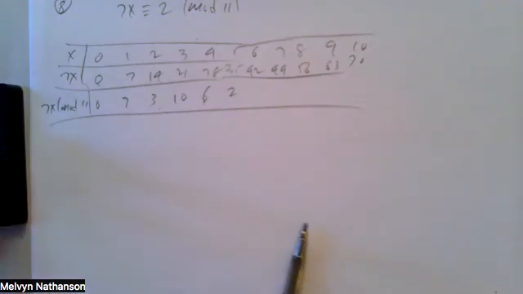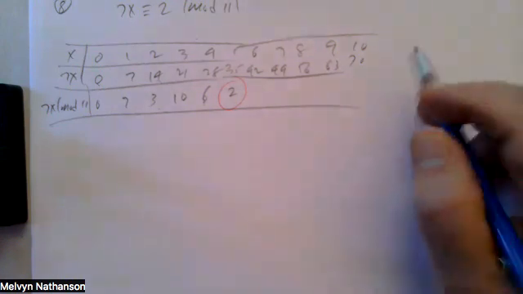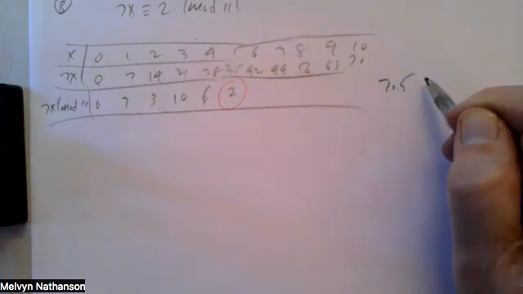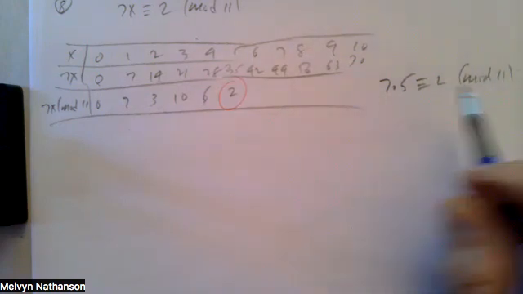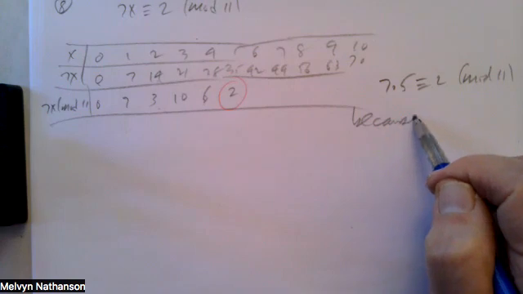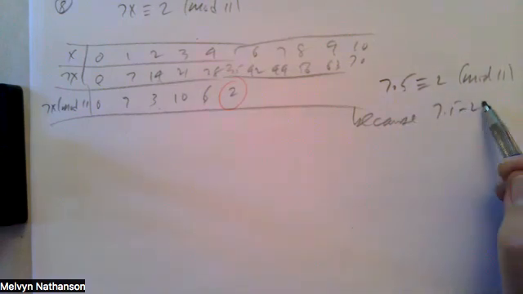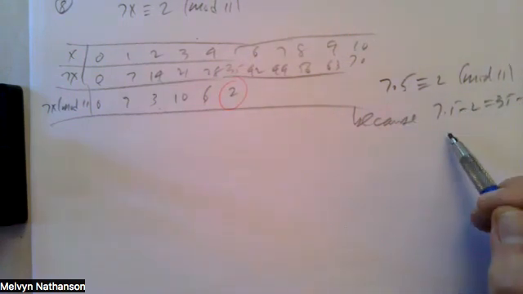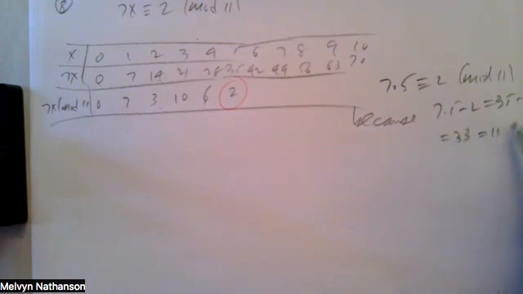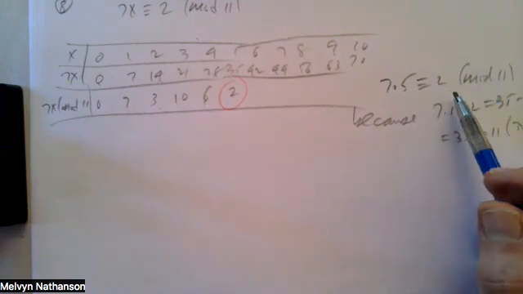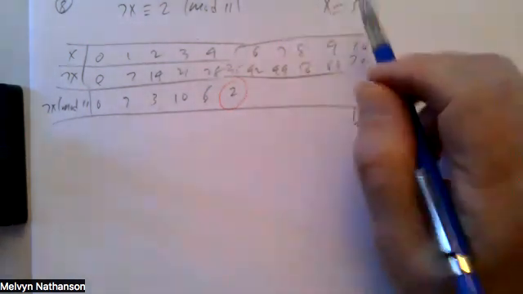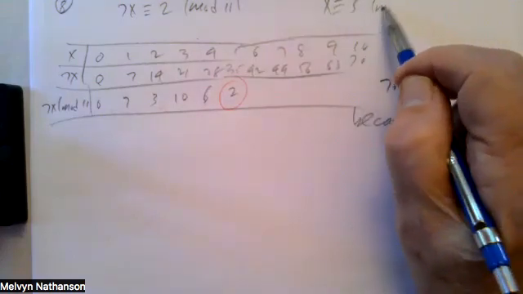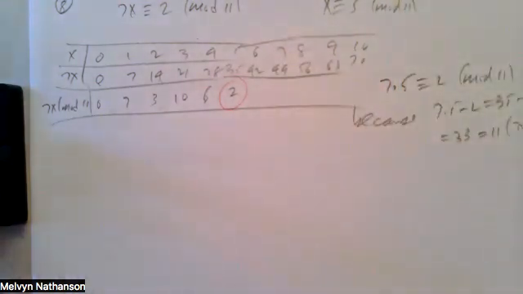I can stop right now because what I just showed is that 7 times 5 is congruent to 2 mod 11, again, because 7 times 5 minus 2 is 35 minus 2, which is 33, which is 11 times 3. So I can choose the answer: x equal to 5, or x is any number congruent to 5 mod 11.